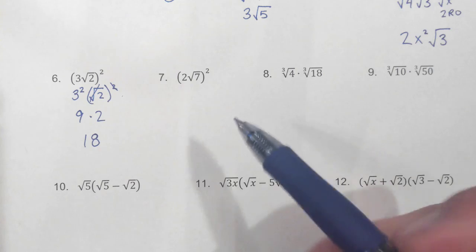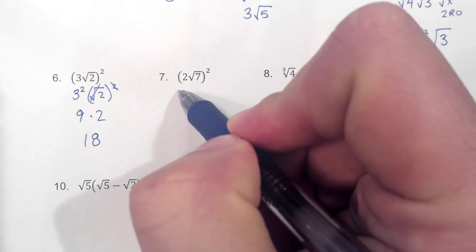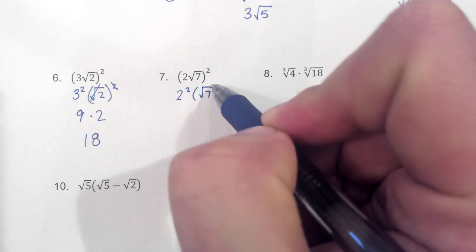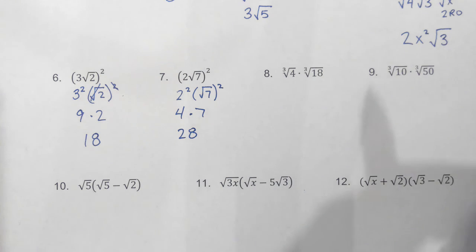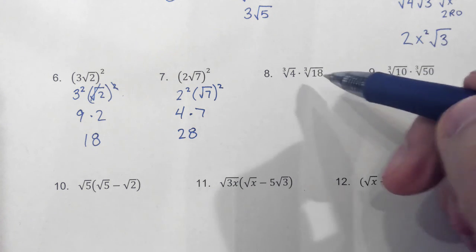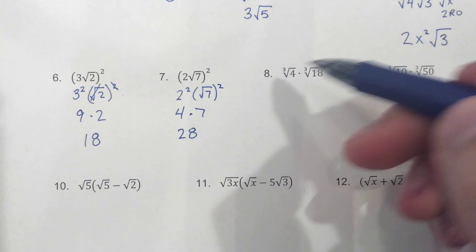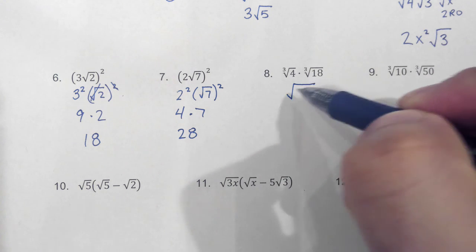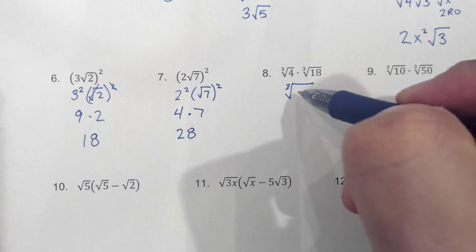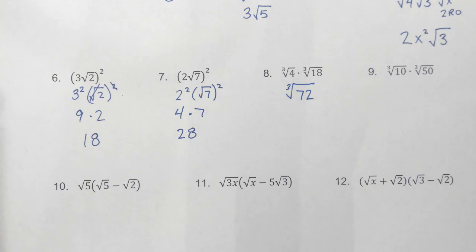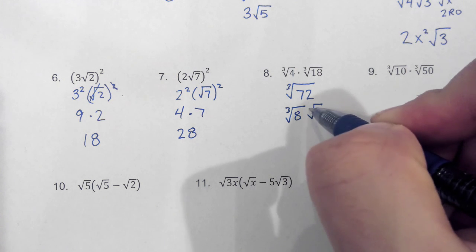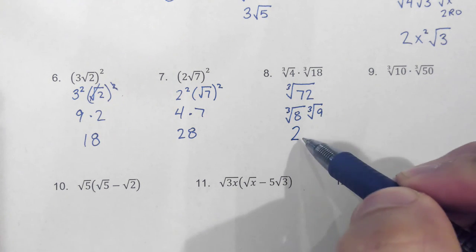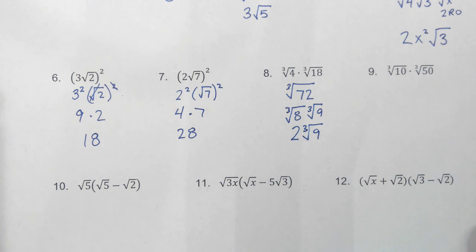So similarly, number 7 here, it's going to be 2 squared and the square root of 7 squared. So that's going to be 4 times 7, 28. On 8 and 9, looks like we've got cube roots. Same thing, you just multiply 4 times 18, which is 72. You got to look for a perfect cube that divides it, and it's going to be 8 times 9. And the cube root of 8 is 2, so it's going to be 2 cube roots of 9.